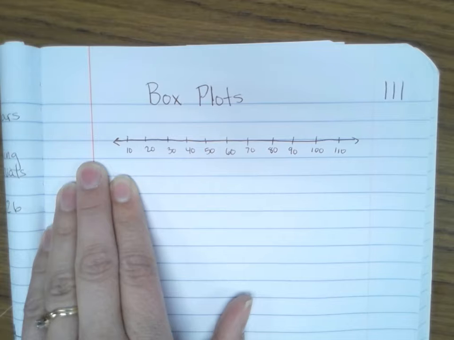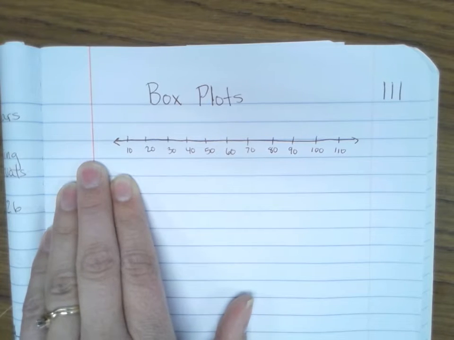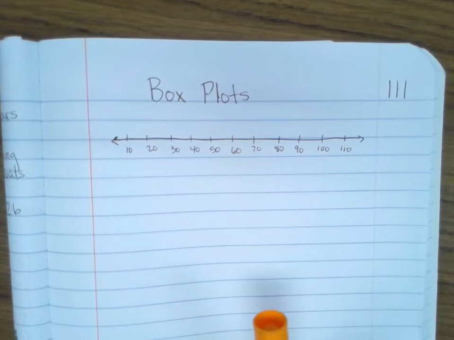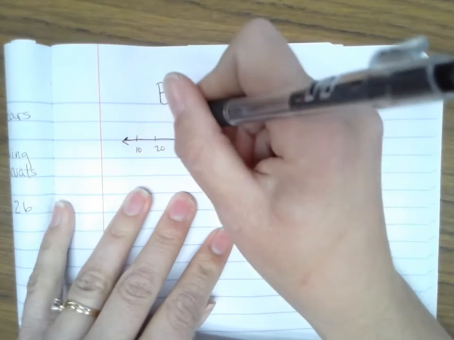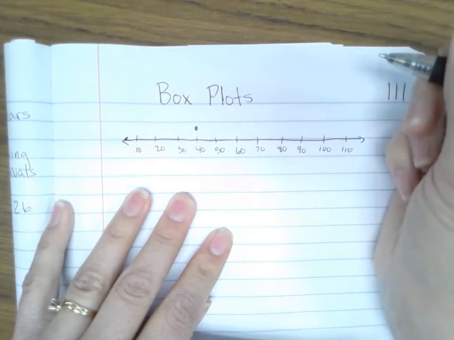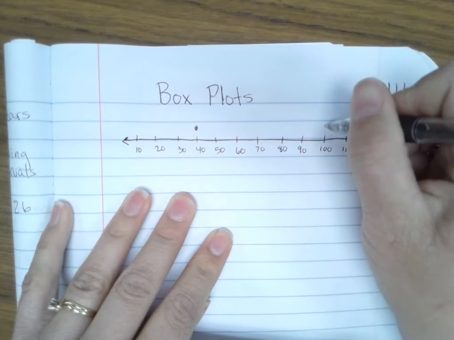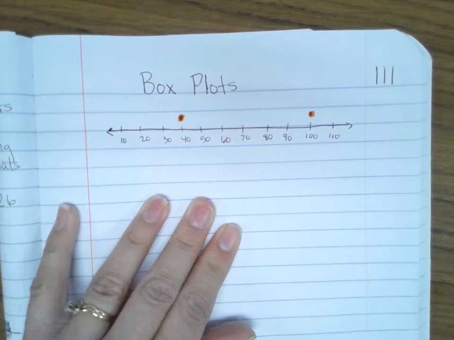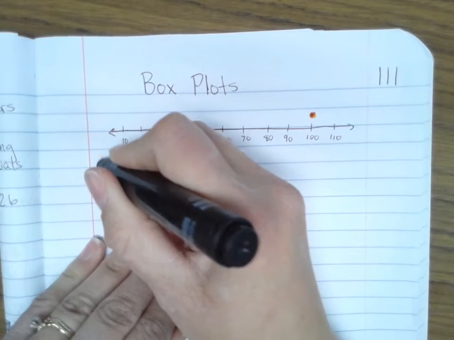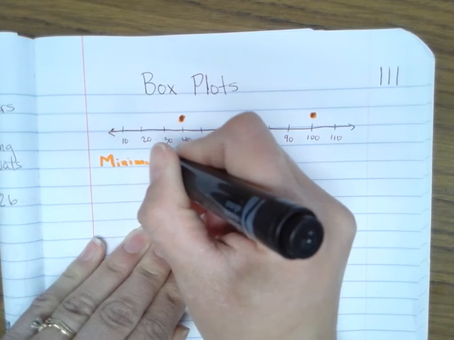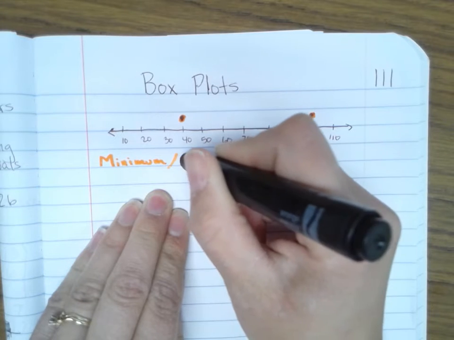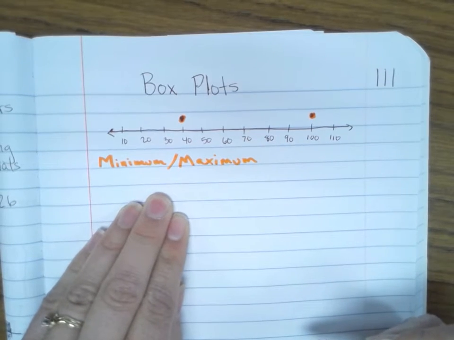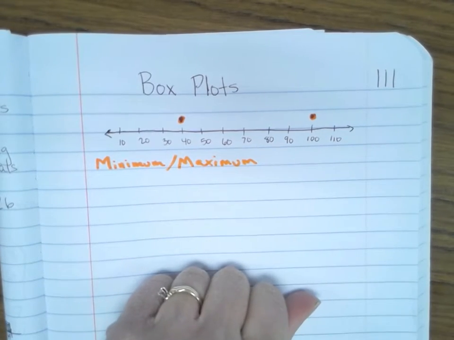On a box and whisker plot, we have a bunch of pieces. So I would like you to have a marker or a colored pencil or something else handy. Okay? So when you are making a box plot, this one right here, we're just going to make a dot and another dot right here. I'm going to make those orange. Okay, so the orange ones are your minimum and your maximum. So obviously the lower one's your minimum, the higher one's your maximum. Okay?